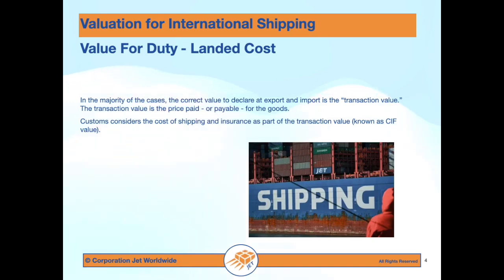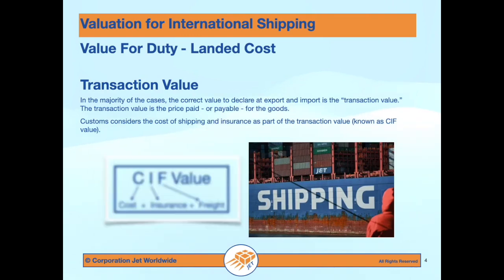In the majority of cases, the correct value to declare is the transaction value. The transaction value is simply the price paid or payable for the goods. Most customs authorities consider the value for duty to include shipping and insurance, known as the CIF value, cost plus insurance plus freight. Best to specify these three costs on your invoice.